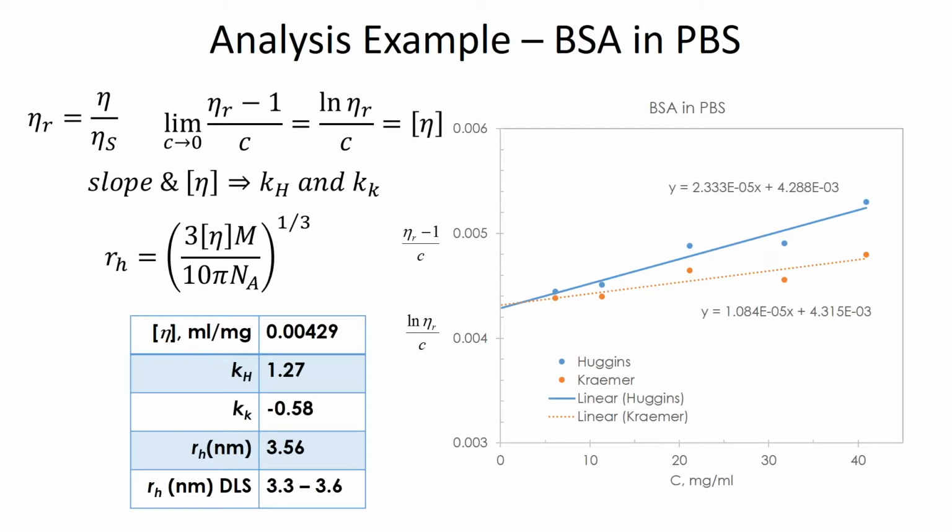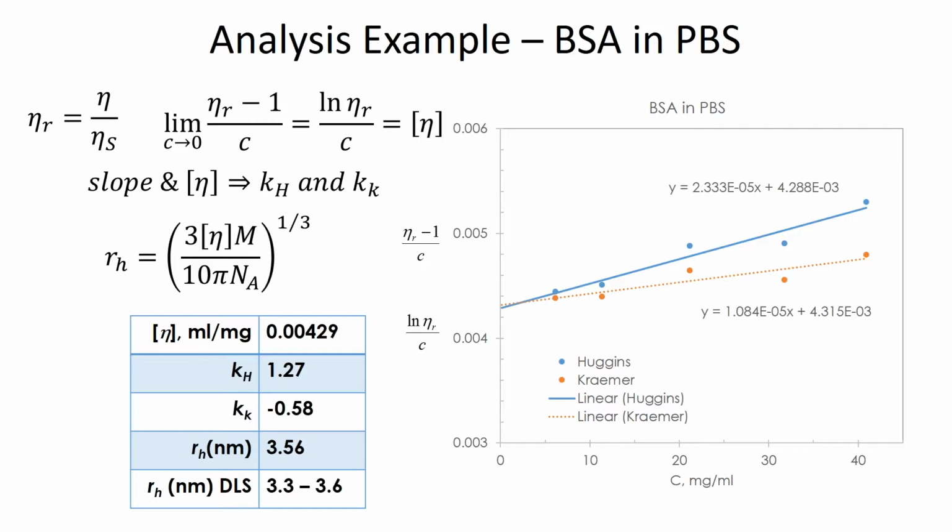So just another example of doing this analysis and actually getting the parameters out. What we're looking at here is bovine serum albumin in PBS, and our plot just shows the two options for reducing the data versus concentration, where we can look at the intercept to get the intrinsic viscosity and the slope values to get the interaction parameters. And the table just illustrates what we've been able to extract from this data.